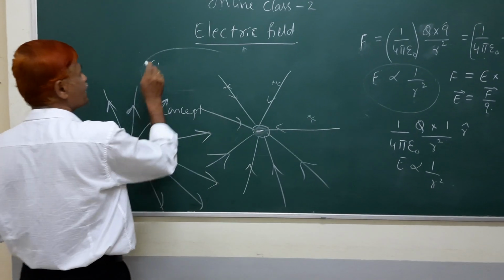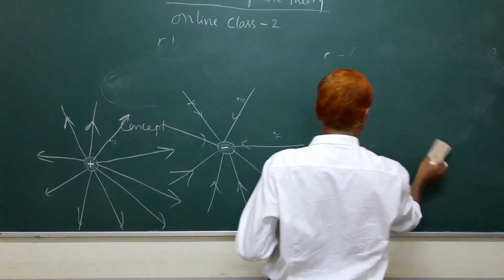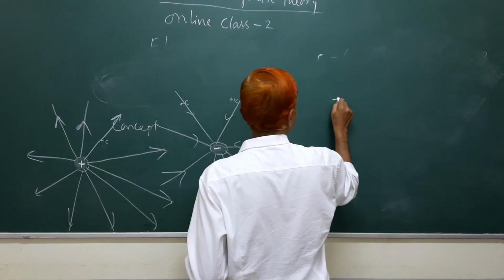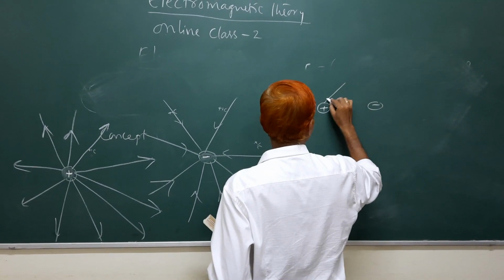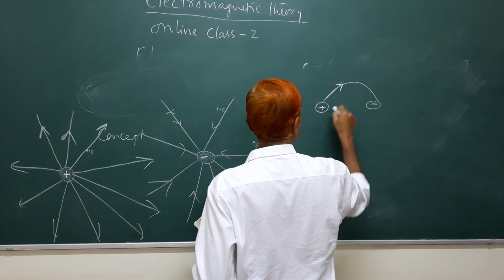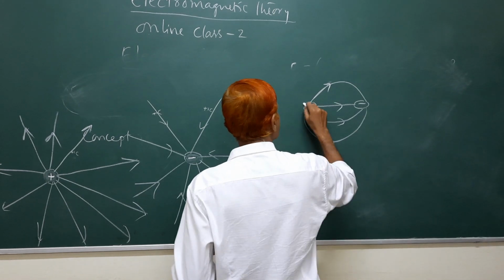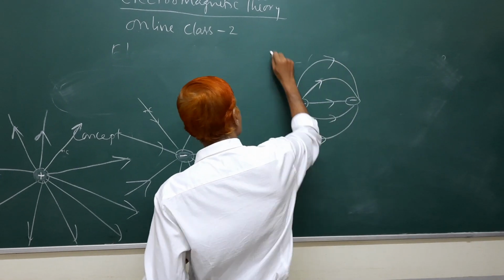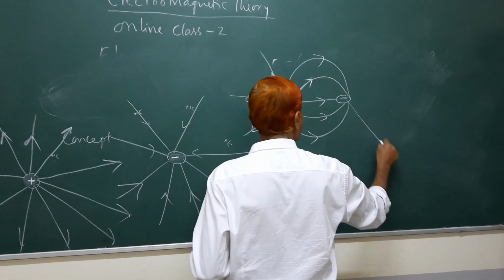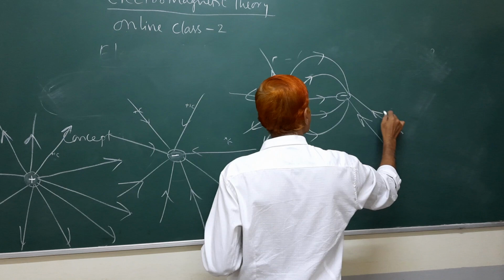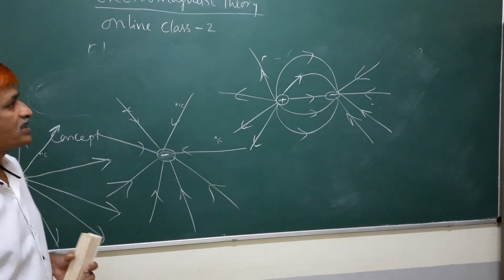If both are placed, you see what happens. Nearby, the electric lines of forces are like this. They will never cross each other because there will always be an electric field in the vicinity of the charge.